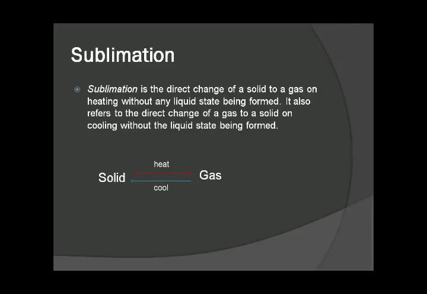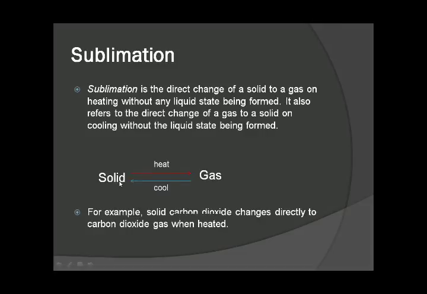So we're going to discuss sublimation. Sublimation is the direct change of a solid to a gas on heating, without any liquid state being formed. It also refers to the direct change of a gas to a solid on cooling, without the liquid state being formed. You can see that when we apply heat to a solid, it changes directly to gas, and vice versa. We reduce the temperature of the gas, and it reverts back to a solid. An example is solid carbon dioxide, which changes directly to carbon dioxide gas when heated.